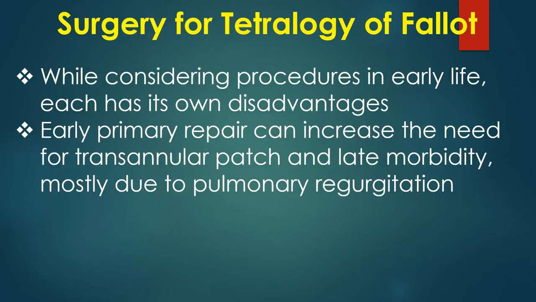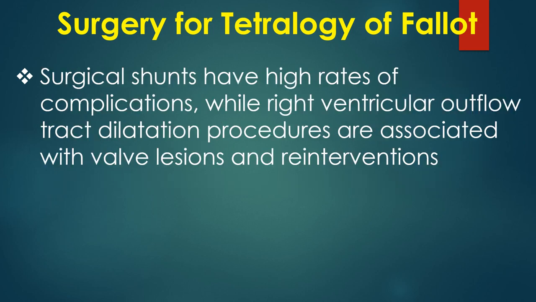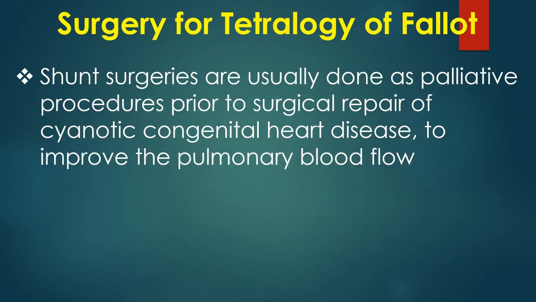While considering procedures in early life, each has its own disadvantages. Early primary repair can increase the need for transannular patch and late morbidity, mostly due to pulmonary regurgitation. Surgical shunts have high rates of complications, while right ventricular outflow tract dilatation procedures are associated with valve lesions and re-interventions. Shunt surgeries are usually done as palliative procedures prior to surgical repair of cyanotic congenital heart disease to improve the pulmonary blood flow.